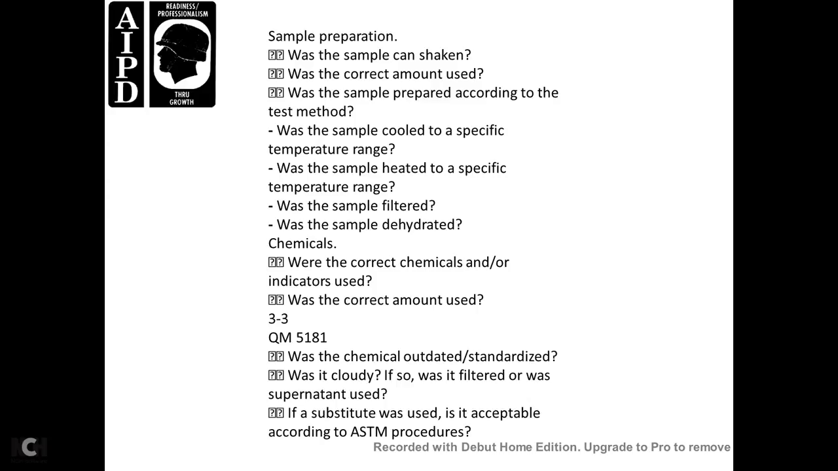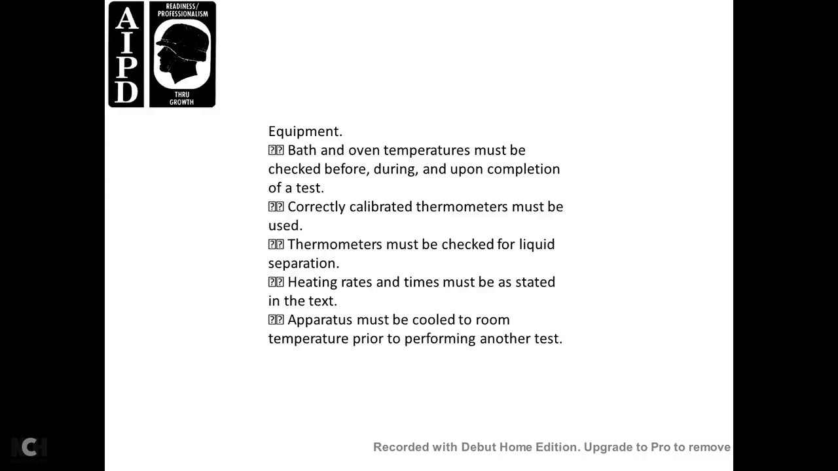Chemicals: are the correct chemicals and or indicators used? Is the correct amount used? Is the chemical outdated, or is its standardization outdated? Is it cloudy, and if so, is it filtered? Or was a substitute used, and if so, is it acceptable under the ASTM procedures? Equipment: bath and oven temperatures must be checked before, during, and upon completion of the test. Correctly calibrated thermometers must be used.